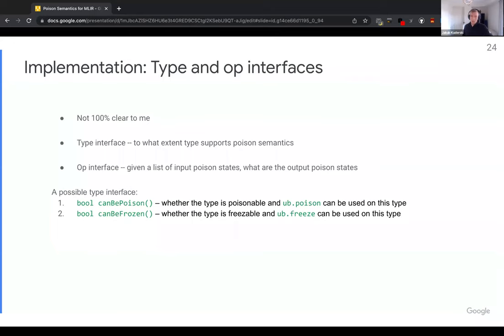And similarly, if you want to create a poison value and one of the elements cannot be poison, then I don't think it makes sense to define a poison constant that initializes the other one to some non-poison value. But I'm not 100% sure about this.